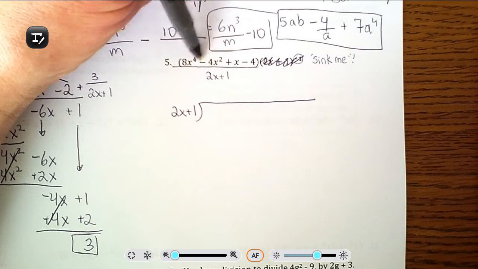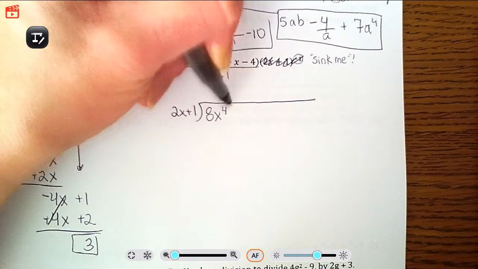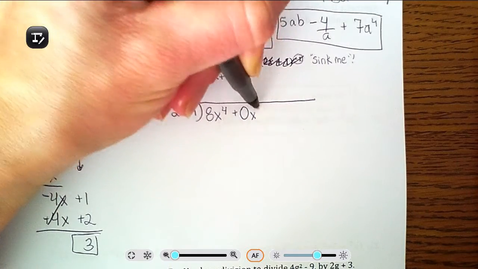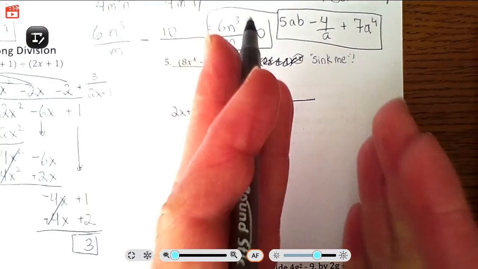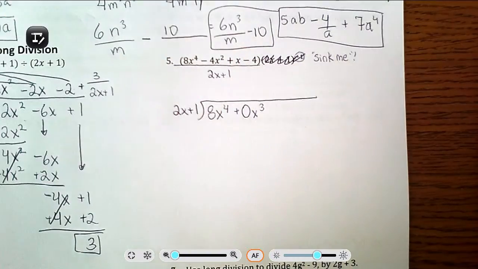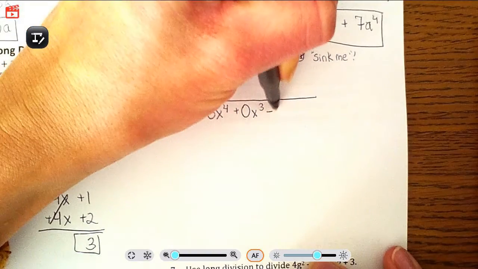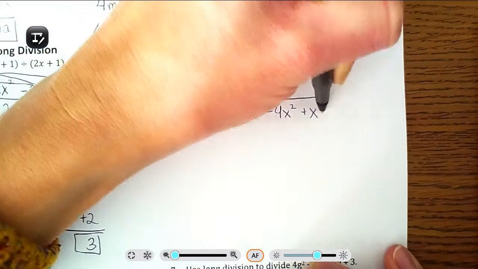We're missing an x third term. So when I write these down, plus 0x to the third, I must make a column for it because I'm going to start having x to the third terms developing, and I want a column to put them in so that I'm combining like terms only. Minus 4x squared plus x minus 4.